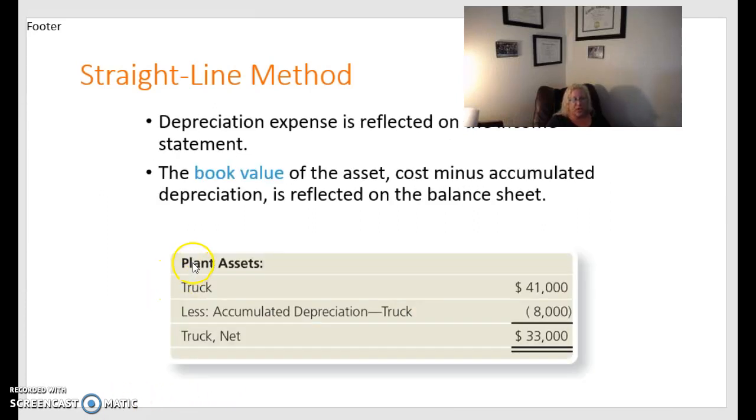So depreciation expense is recorded on the income statement. Accumulated depreciation is, again, a contra account, and it's reported on the balance sheet. The book value is a depreciable asset's cost minus its accumulated depreciation, and the book value is what is reported on the balance sheet. So here we can see we have the truck, we subtract out the accumulated depreciation, and we have a book value now of $33,000.